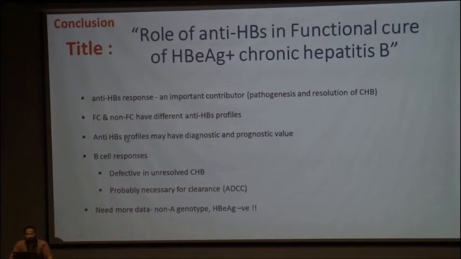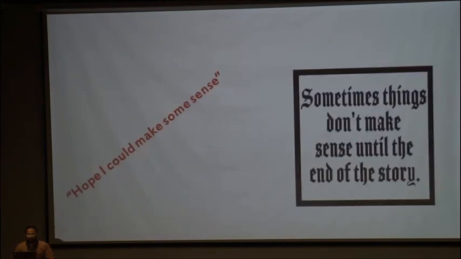And we need more data; the data available is only in genotype A. We need data in other genotypes, and we may also look into HBeAg negative patients and all the clinical profiles about this epitope profiling, mapping, binding and everything. This is a relatively newer area, and maybe we should do more work here, and I hope I could make some sense.